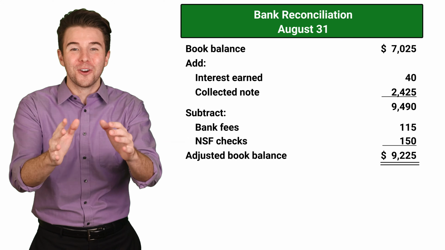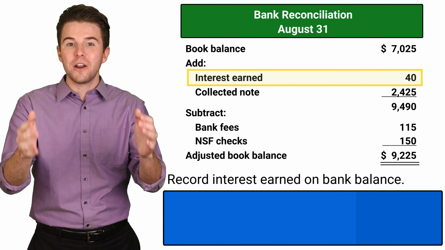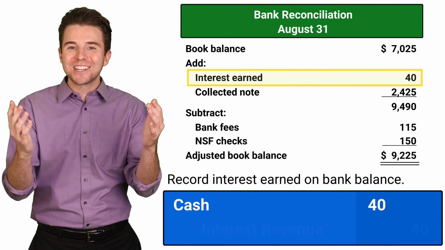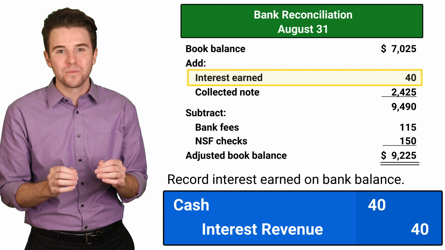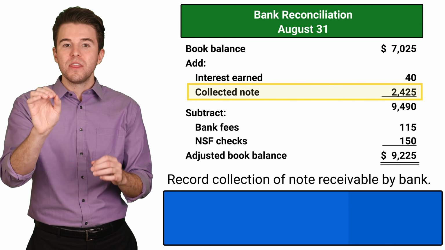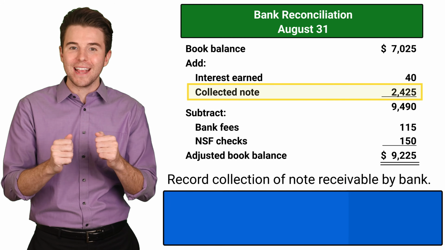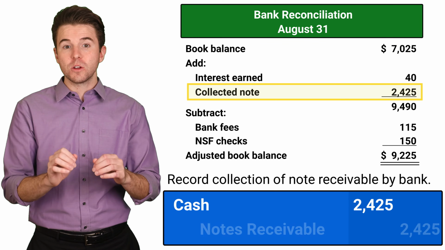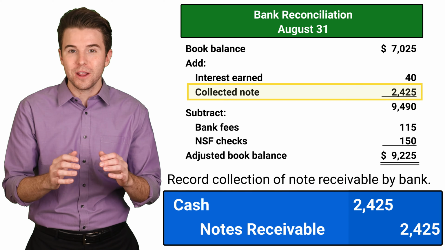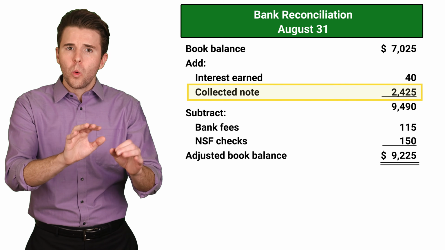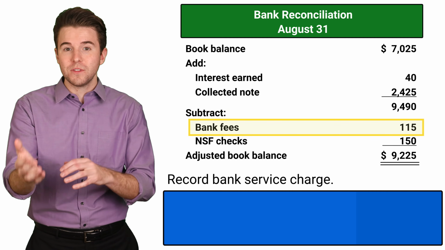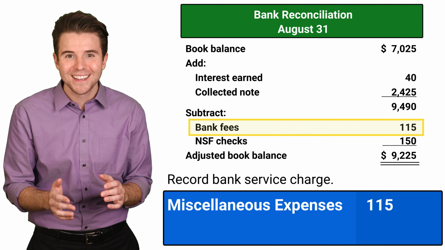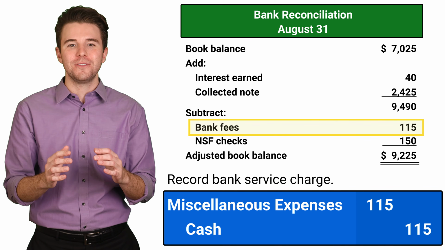journal entries. First, we need to record the interest earned on our balance with the bank. We will debit cash for $40 and credit interest revenue for $40. Next, we need to record the collection of the note receivable by the bank. We will debit cash for $2,425 and credit notes receivable for $2,425. After that, we must record the expense for the bank's service charge. We will debit miscellaneous expenses for $115 and credit cash for $115.